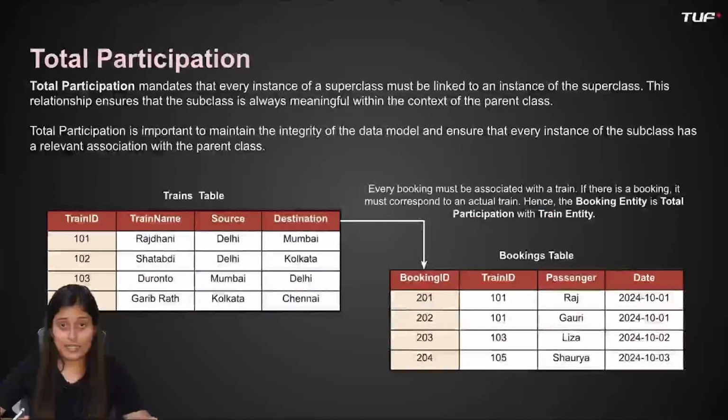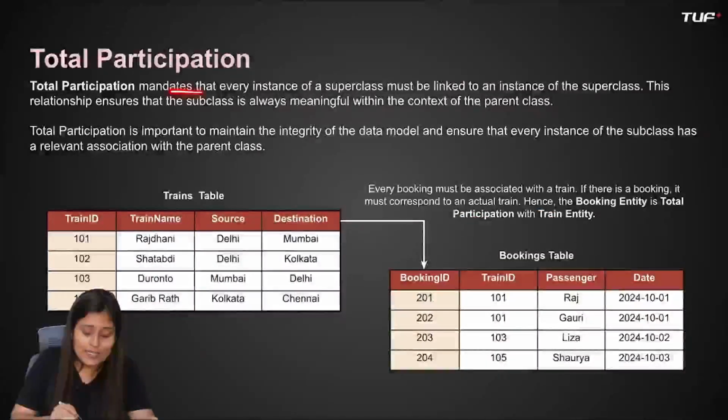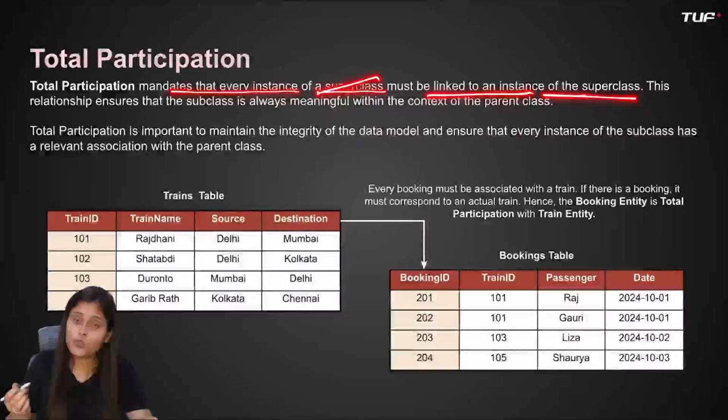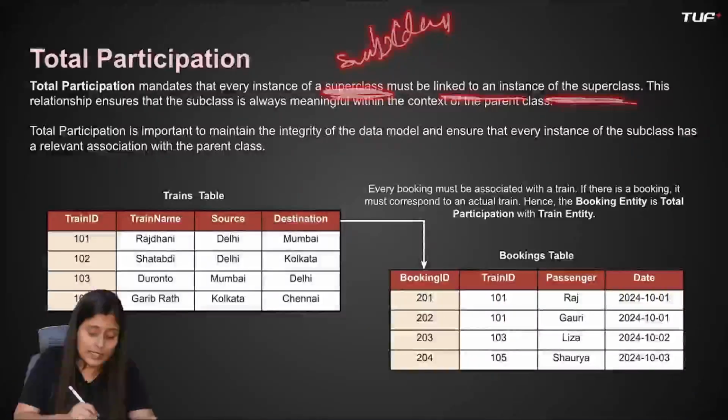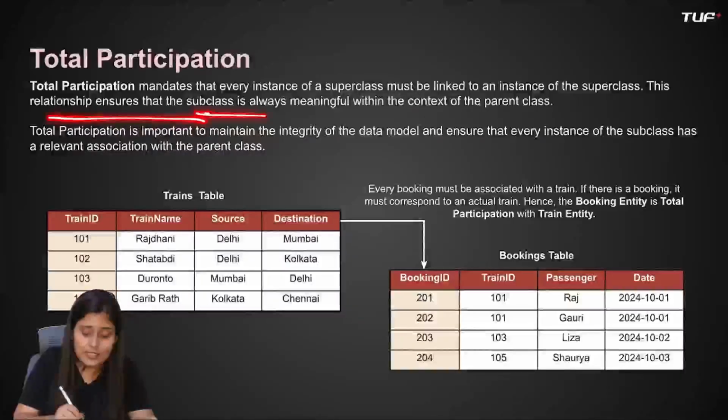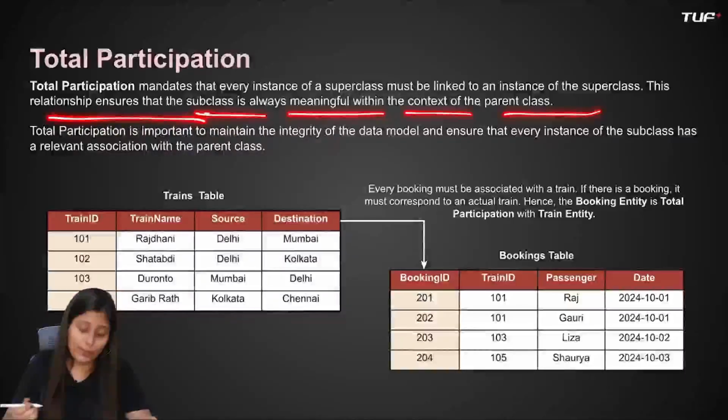Now let's see total participation. Total participation mandates that every instance of a subclass must be linked to an instance of the superclass. So from the subclass, every instance should be linked to an instance of the superclass. This relationship ensures that the subclass is always meaningful within the context of the parent class.